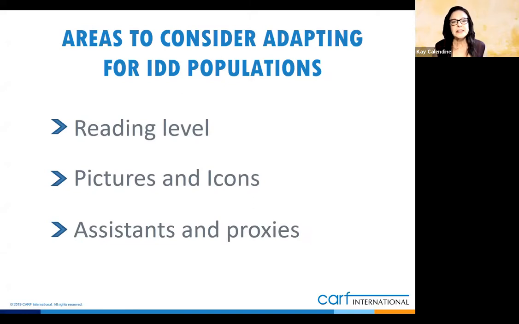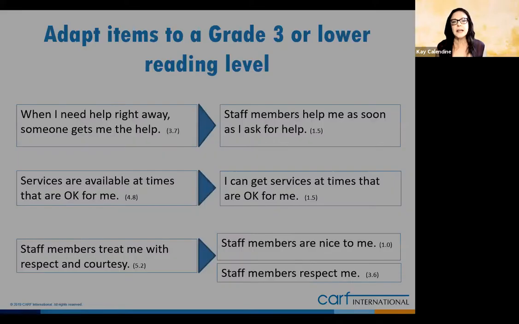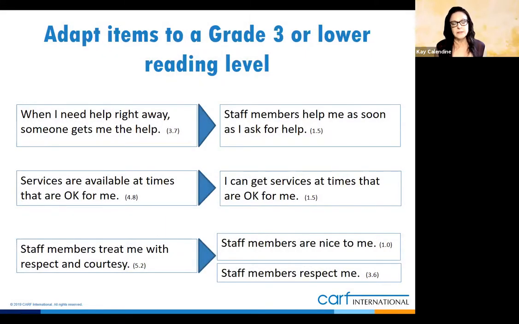So there's three areas that I want to address in this video, and this is of course a very quick overview. But the first thing that we're going to talk about is reading level and making sure that the reading level matches your population. We're going to talk about using pictures and icons, and then we're going to talk about the pros and the cons of using assistants and proxies. Okay, so first let's talk about the reading level.